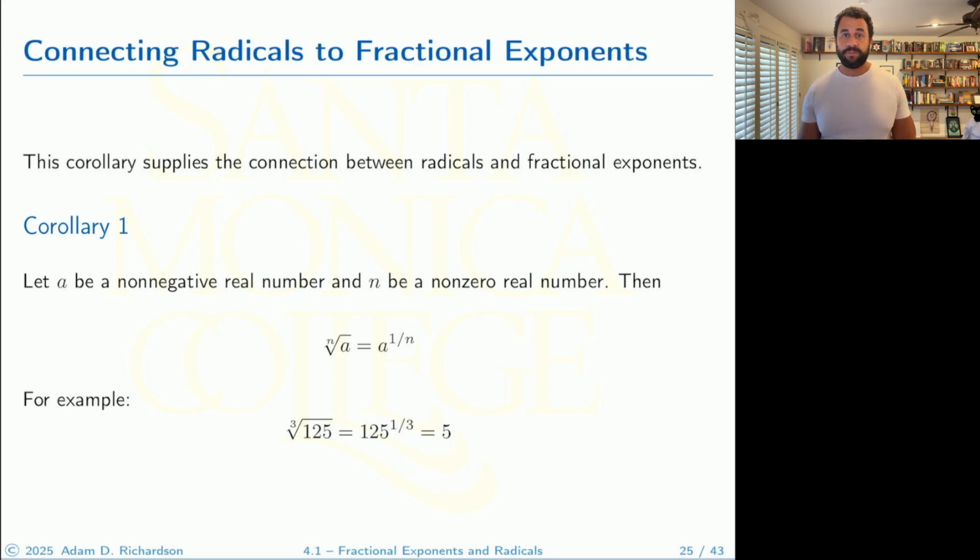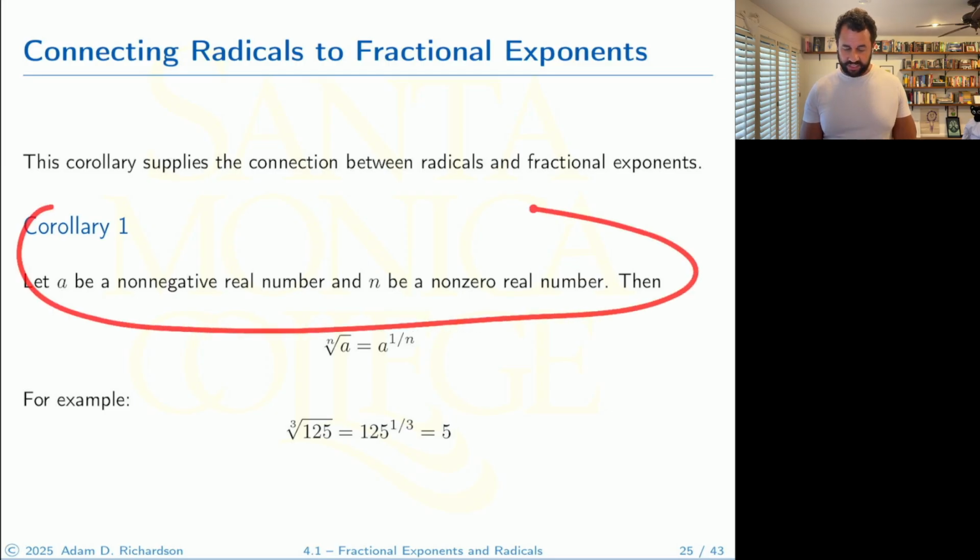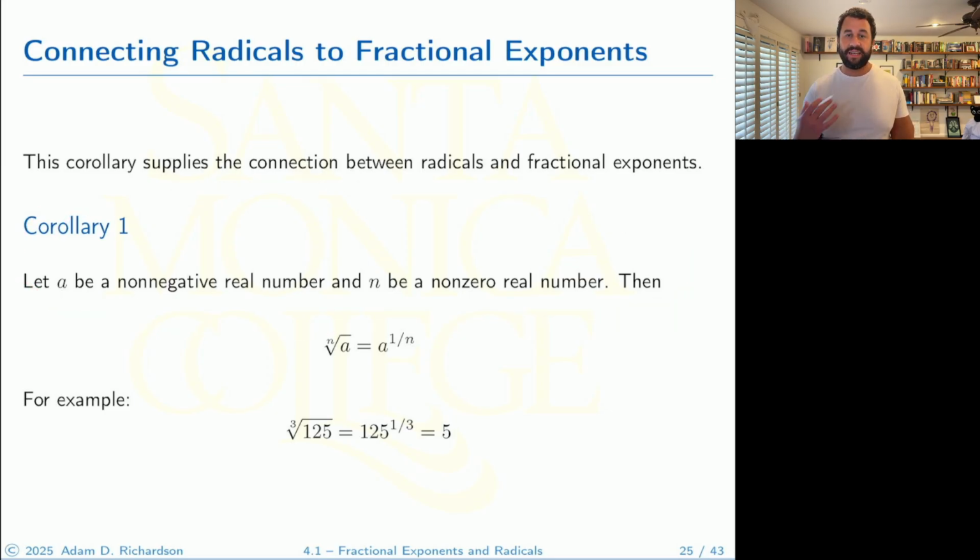What's nice about this definition is that it lets us use this corollary, and this corollary lets us connect rational exponents to radicals. Here's the punchline: if a is a non-negative real number and n is a non-zero real number, then the nth root of a is a to the 1 over n. This is the connection between radicals and rational exponents. Whatever that index is, you're going to have a to the 1 over n. Obviously, n can't be 0.